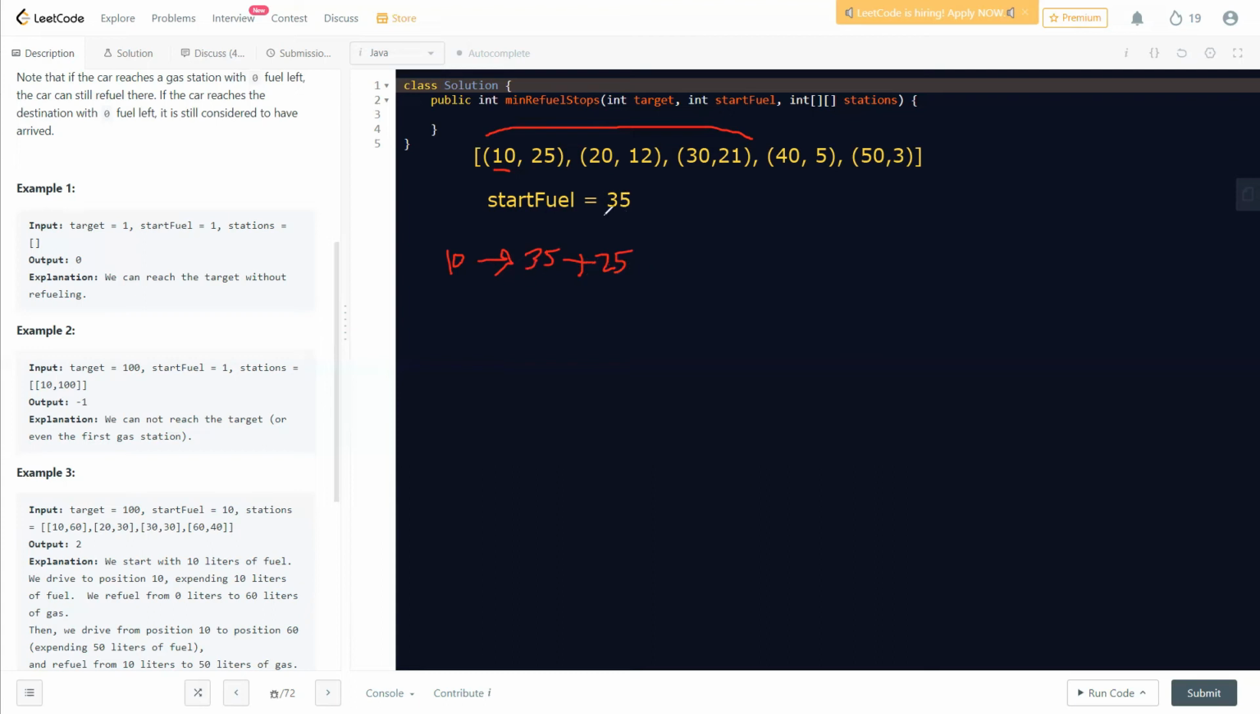So initially we had 35, and if we make a stop at 10, we get 25 more. So with that 25 more, we'll reach a total distance of how much? We will reach a total distance of 60 miles, fine. That's what we can reach.